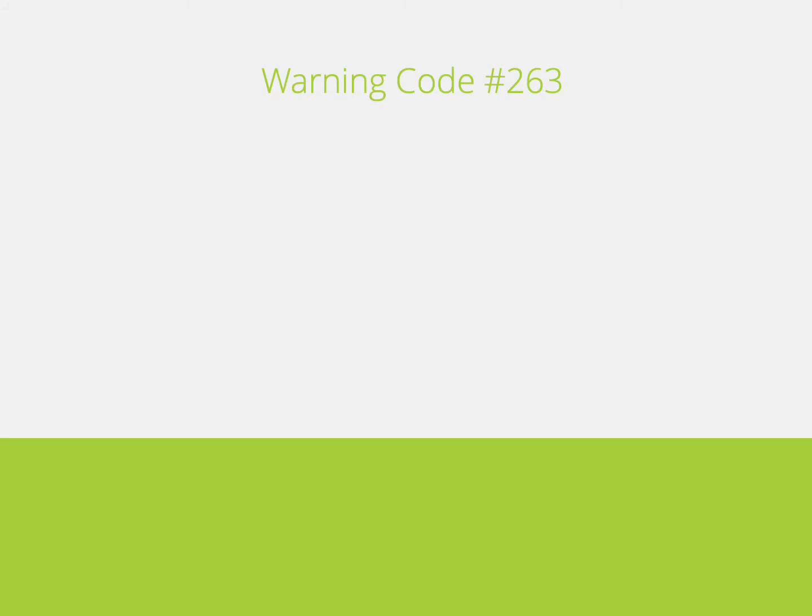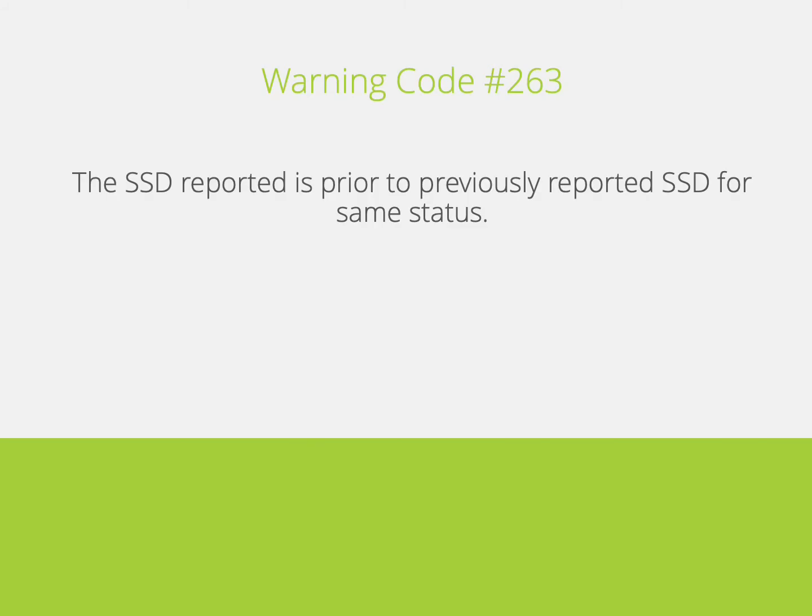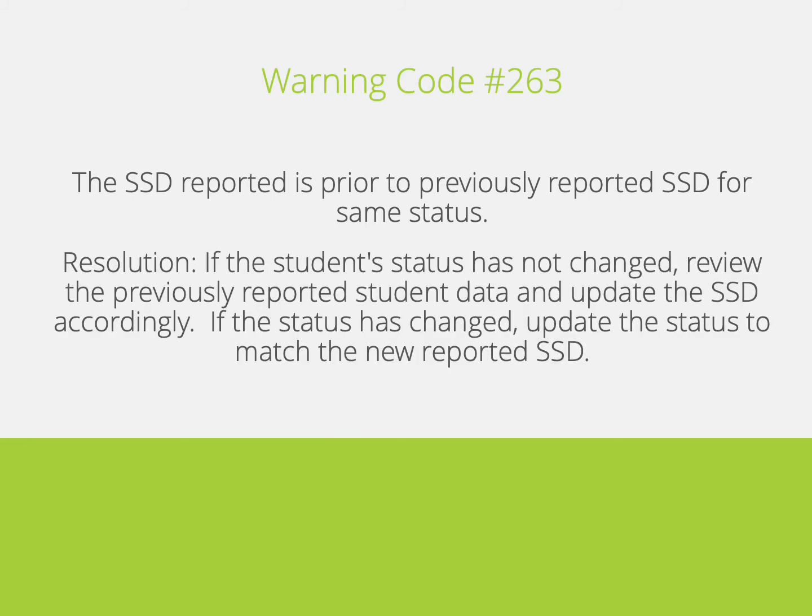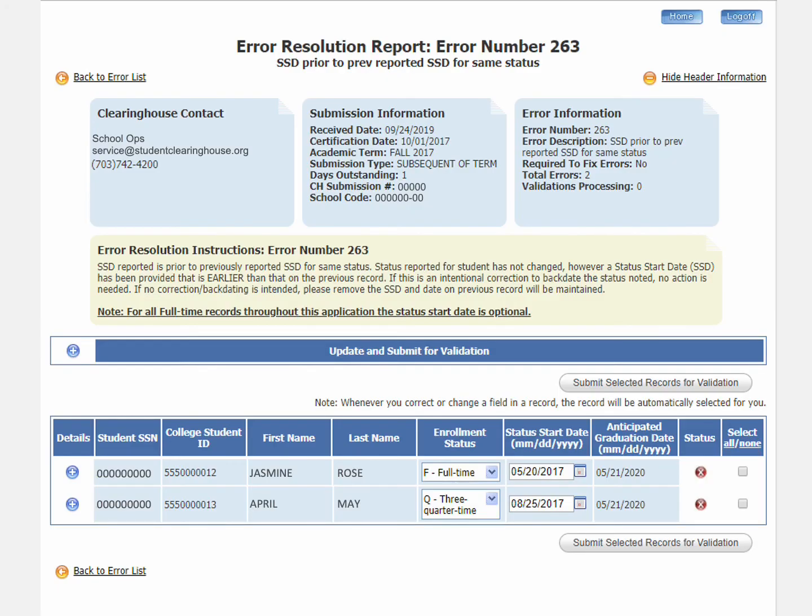This is when the status start date provided is prior to the previously reported status start date for the same status. In this case, the status reported for the student has not changed. However, a status start date has been provided that is earlier than that on the previous record. If this is an intentional correction to backdate the status noted, no action is needed.